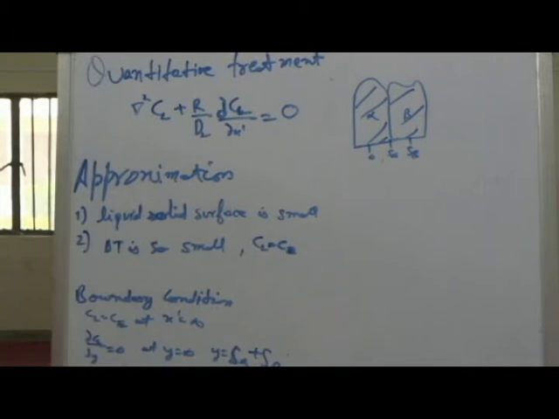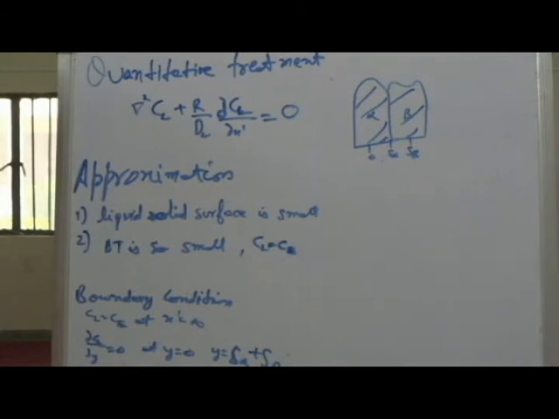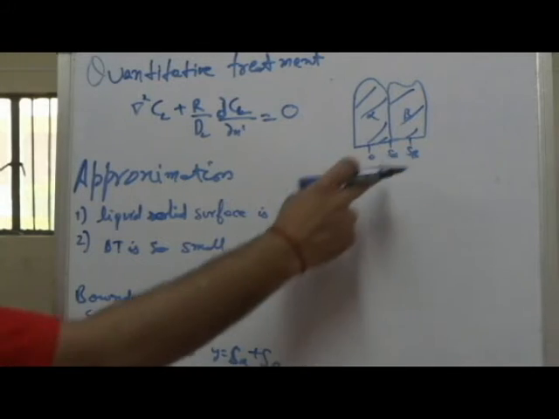For this we have taken the approximation that the liquid-solid surface curvature is small, and delta T is so small that C_L equals C_E, and the composition of the solid phases formed are of equilibrium concentration at the eutectic temperature. The boundary conditions are C_L = C_E at x' = infinity, and del C_L / del y = 0 at y = 0 and at y = S_alpha + S_beta.